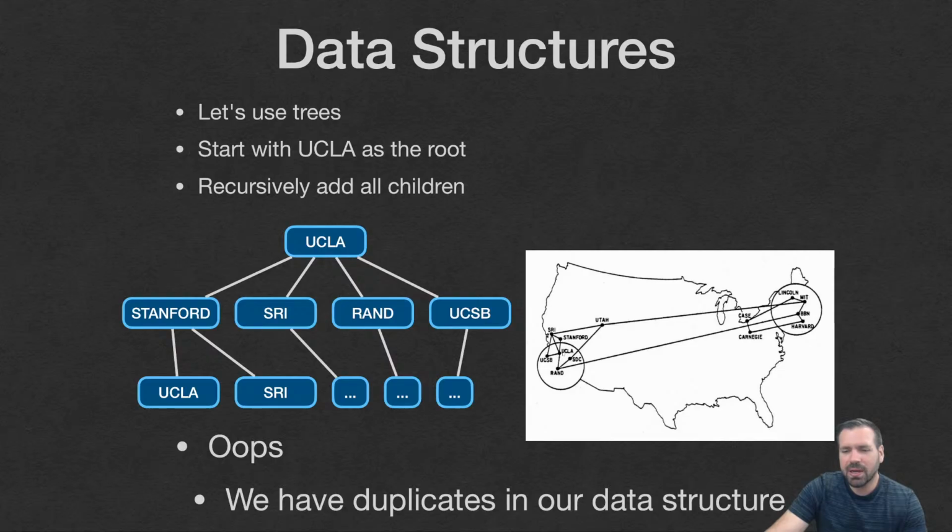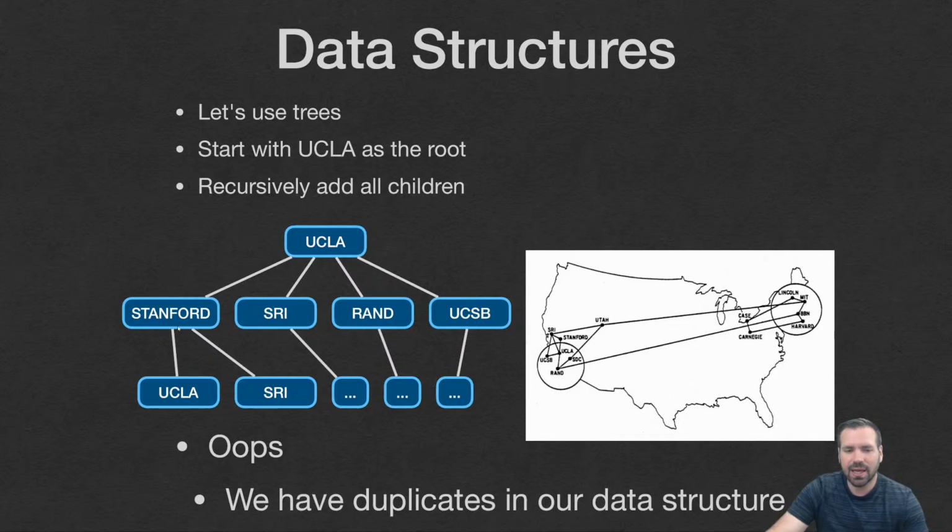So UCLA, let's pick a node, and just arbitrarily, I just decided to pick UCLA. And let's try to jam this into a tree data structure. So UCLA, I'm going to say all of the nodes that it's connected to, let's call those child nodes of UCLA. So we're going to pick UCLA as the root, and then it has Stanford, SRI, RAND, and UCSB as its child nodes. Good start. I'm fine with that. And then we have to go to one of the child nodes. Let's go to Stanford. And Stanford is going to have SRI and UCLA as its child nodes.